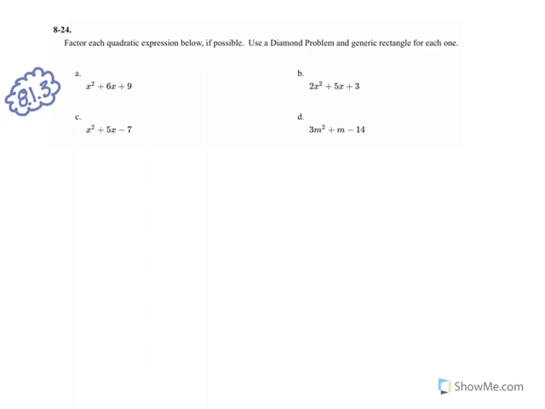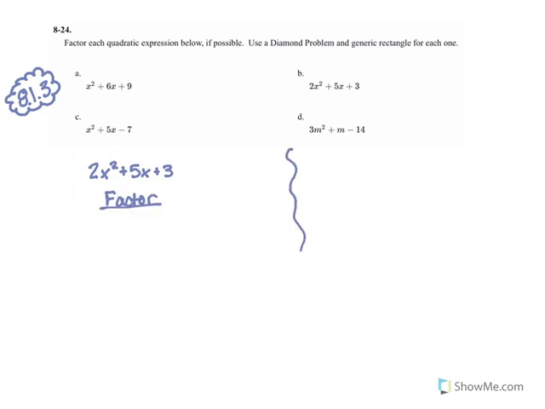So first we're going to factor 2x squared plus 5x plus 3. Now there's one thing I want to point out before we even start doing these. There is a difference between factoring and solving a quadratic. So this isn't obviously an equation, so we couldn't solve this yet, right? So this one, it's just factoring. So we're going to do factoring.